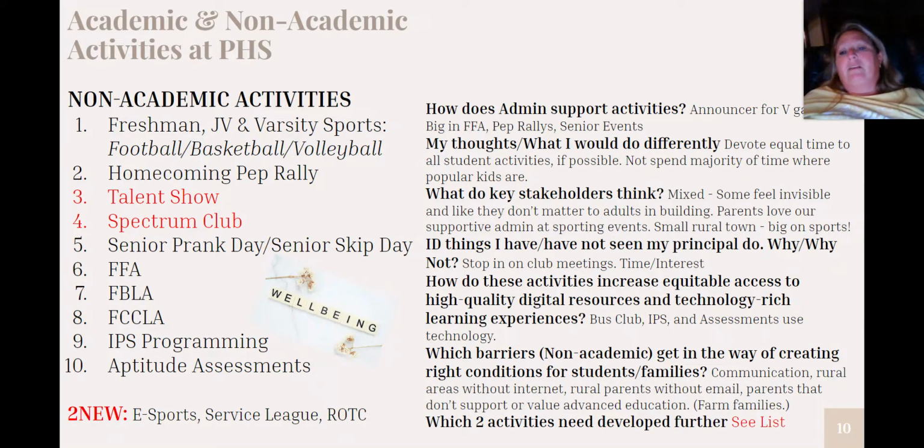Mixed results from key stakeholders. Some feel invisible, like they don't matter to the adults in the building if they are not an athlete. Our parents love and support the admin and go attend all the sporting events. It's a classic rural town Friday night. Everybody goes to the sporting event. So a lot of the parents love and support all of that. I think some of our students that don't fit into that mold don't feel as accepted.